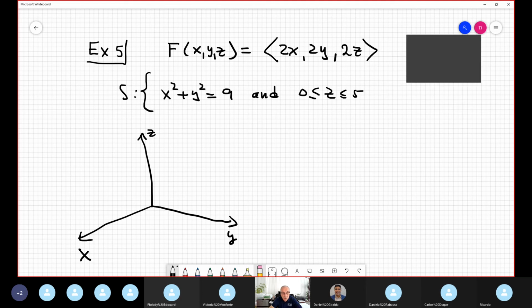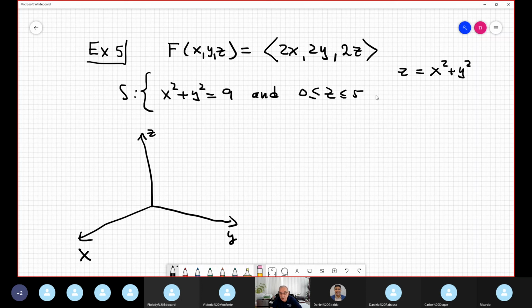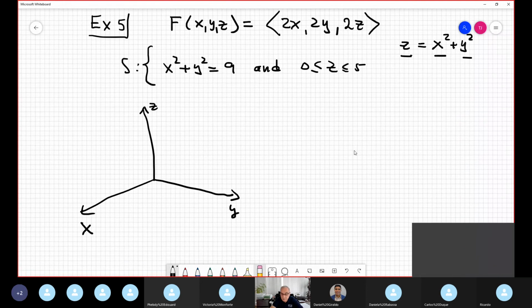Okay. Not a paraboloid. Because for a paraboloid, as you saw in the last problem, suppose you have z equal x squared plus y squared. That's a paraboloid, because you have z, x, and y. We have no z here. z is missing. And when z is missing, it's a circular cylinder along the z axis.